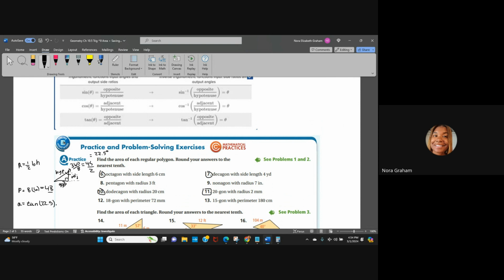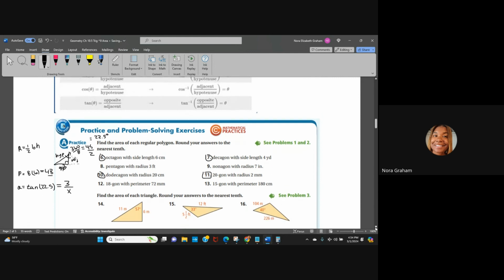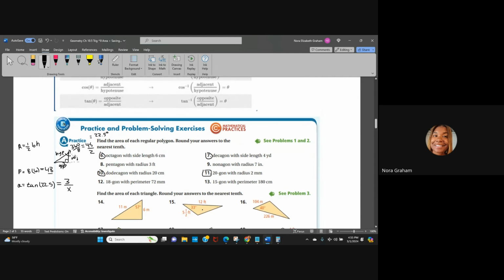Tan of 22.5 equals my opp over my adj. Sorry, I said hyp. My opp is going to be 3. My adjacent, I don't know what that is. That's what I'm trying to find. I'm just going to mark that as X. Now I just use regular algebra to solve this. And I'll do every step just for those who aren't that strong with algebra. If you are stronger with algebra, you can fast forward this part of the video.